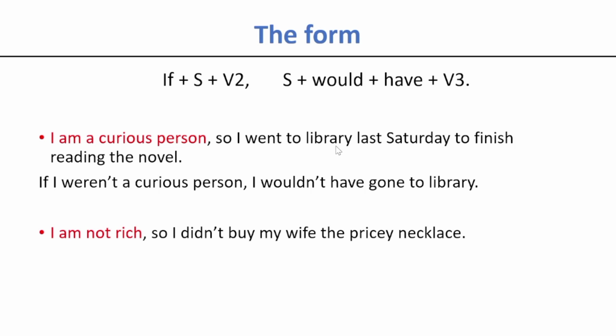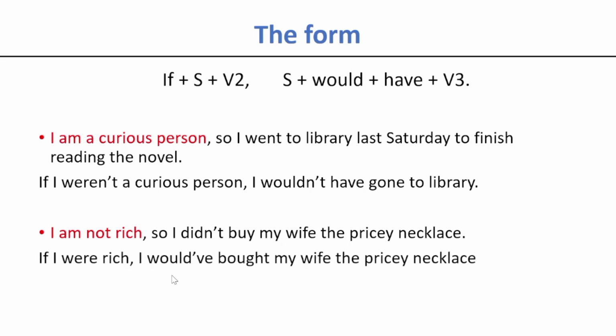The second example: I'm not rich, so I didn't buy my wife the pricey necklace. This is the reality, the general truth. I'm not rich, and it affects the past action. If I were rich, I would have bought my wife the pricey necklace. So this is the mixed conditional sentence from the general truth affecting a past action.